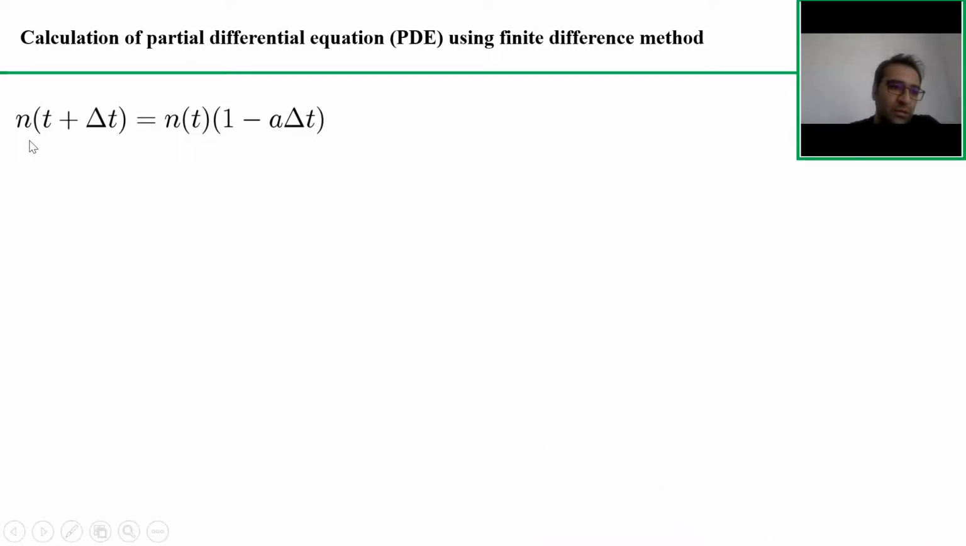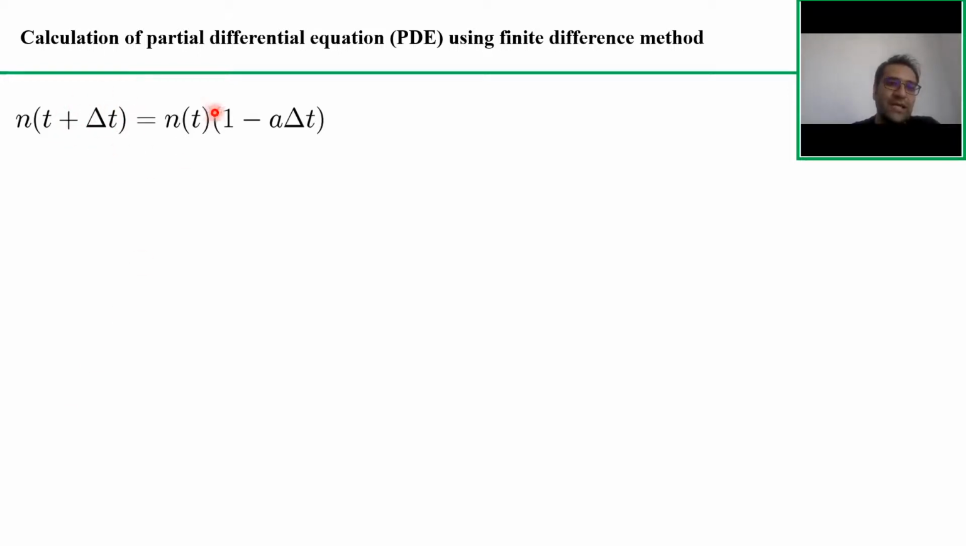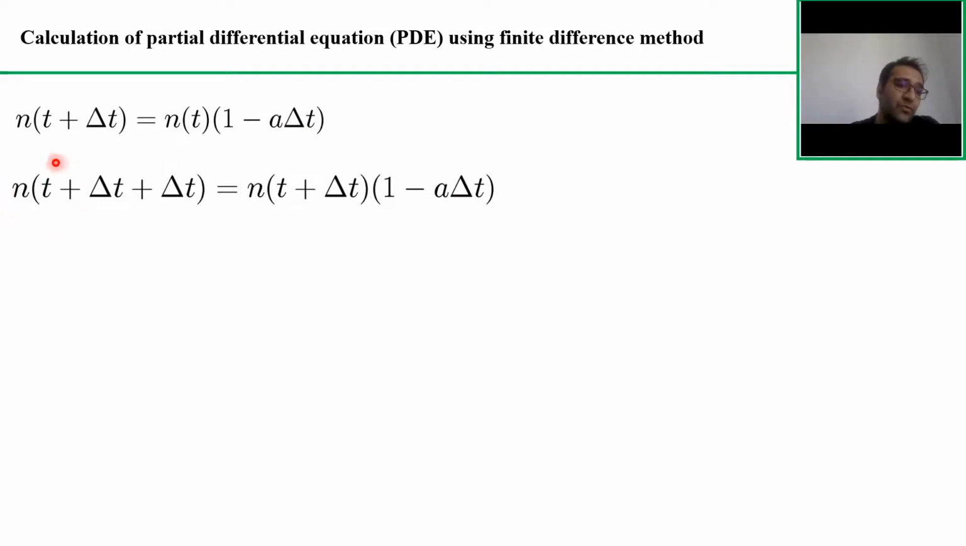So we have this equation, and it says that if I want to calculate a function at any time, let's choose again the laser pointer here, at any time t plus delta t, it will be the value of the function at the previous time step multiplied by (1 minus a delta t). If I want to calculate it one time step further, I mean if I want to find the value of the function at t plus delta t, it will be the value of the function at the previous time step multiplied by (1 minus a delta t), right?